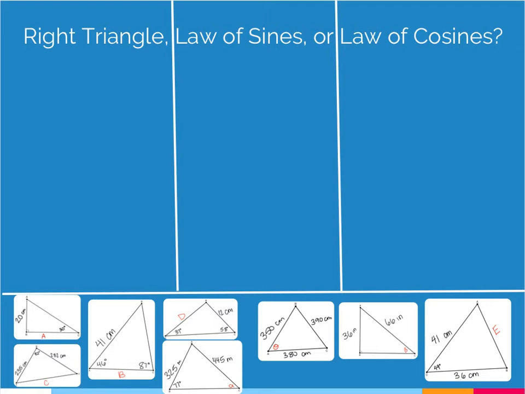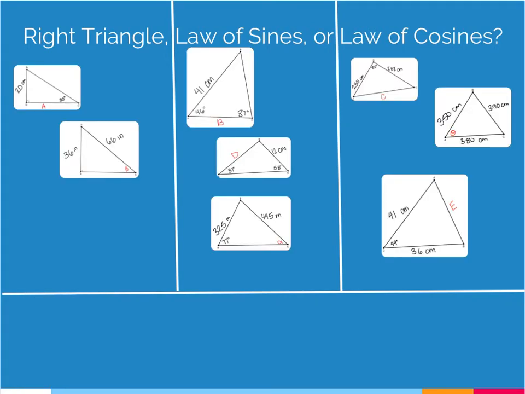On this next slide, we have a little bit of a sort, and you're going to take those triangles at the bottom and sort them. Are they right triangles? Should you use the law of sines or the law of cosines? If you use the scissor tool and click on the picture, you'll be able to drag them to where they belong. So I want you to go ahead and give this a try. Use your flow chart to help you. So pause the video. When you're done, come back to check your answers.